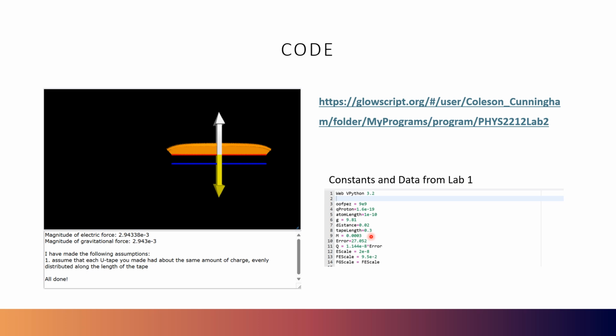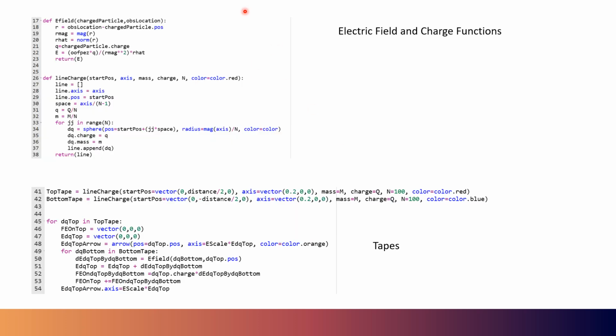Here are the constants and data copied over from lab 1, and that includes the distance between tapes of 2 centimeters, a tape length of 30 centimeters, and a tape mass of 3 times 10 to the negative 4th kilograms. Here is my function for the electric field, as well as the charge functions, which is just the 100 different point charges used to approximate each tape.